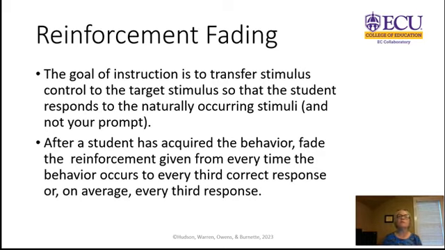That means when using the system of least prompts at the beginning of skill acquisition, you'll reinforce every correct response, regardless of the prompt needed to get the correct response. Then as students begin to make responses on their own correctly, without prompting, you'll only deliver reinforcement for independent correct responses to fade the reinforcement you're delivering. Eventually, the naturally occurring reinforcement will be all that is needed to sustain the student's behavior.